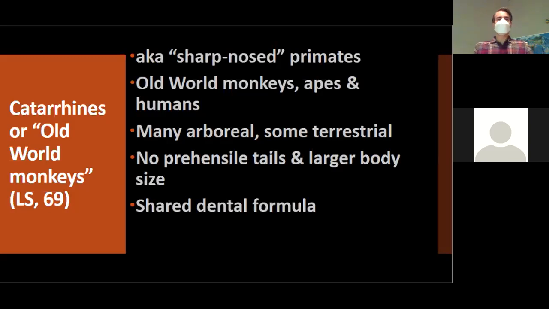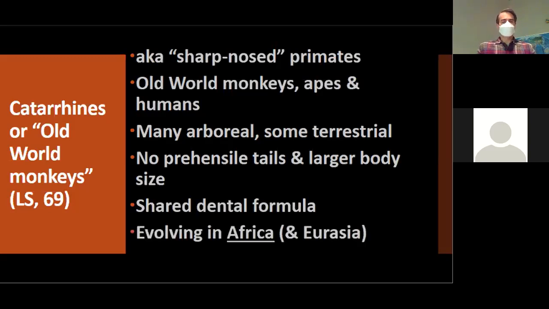One of the interesting things that Lavenda and Schultz note here is that there's a shared dental formula for old world monkeys, apes, and humans. We all have the same dental formula. The New World monkeys is different. We share a dental formula across this group.